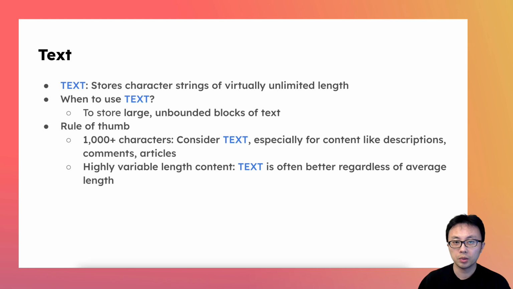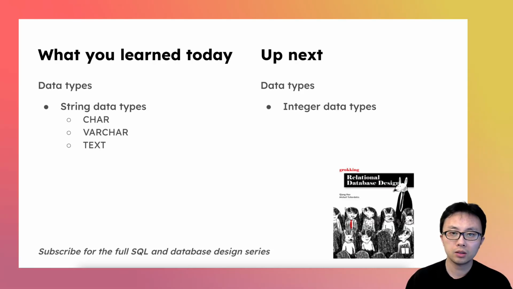A rule of thumb when it comes to text is when the data of a column may go beyond 1000 characters and its maximum length is hard to know. In such a case, you should consider using text as the data type for that column. In this video, we covered the most commonly used string data types.